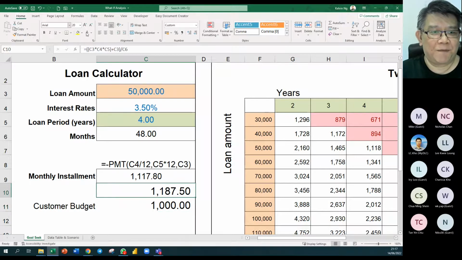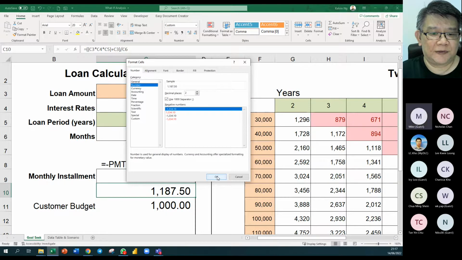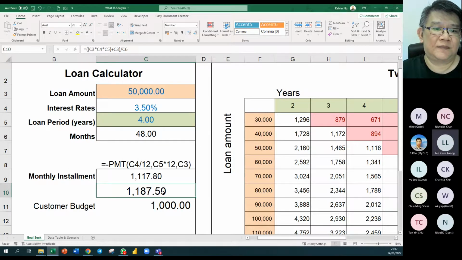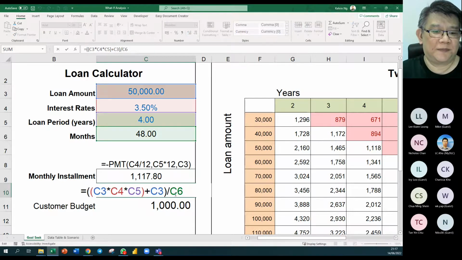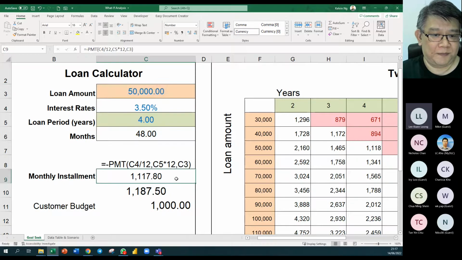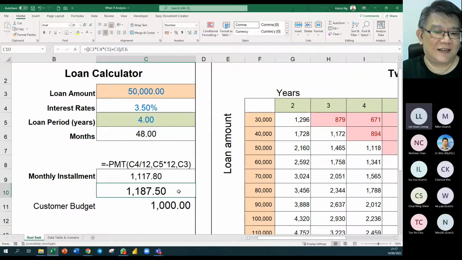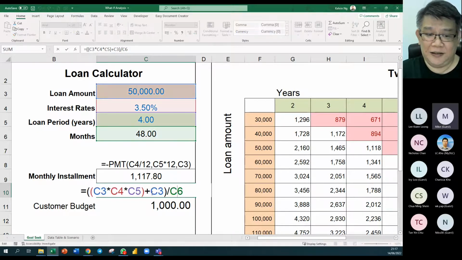Yes, and this formula, why is the number different? Any idea? The yearly one is the monthly. This one is monthly, both also monthly. But the new one is yearly. 1187, the interest calculated yearly. The 1117 interest calculated monthly.